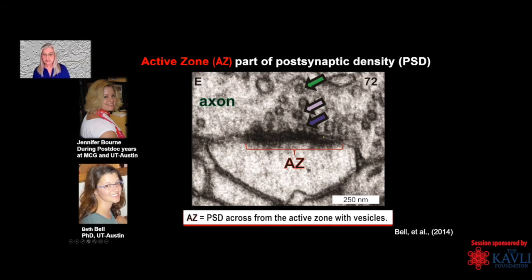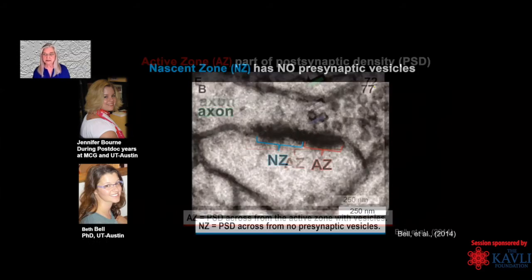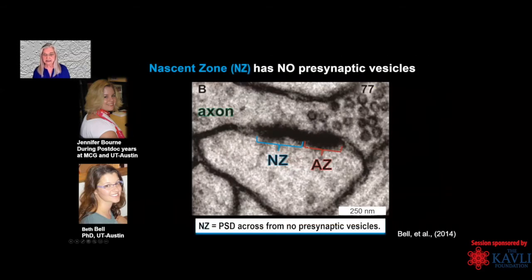And typically what one sees at the active zone, where vesicles are docked at the presynaptic side, is a nice thick postsynaptic density, referred to as the active zone portion of the postsynaptic density, across from the active zone of vesicles. Notice this is section number 72 of this series. If we just go 5 sections later, we find a perfectly good postsynaptic density with no presynaptic vesicles. We refer to this zone as a nascent zone.